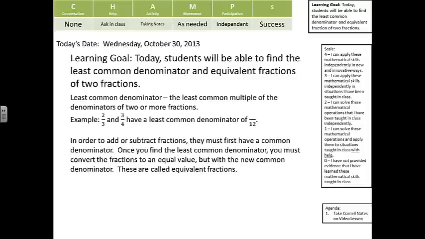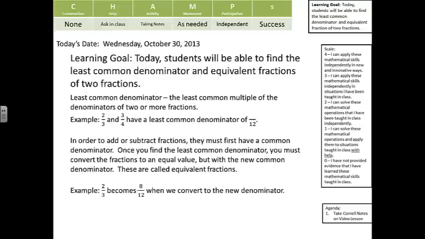So we need to know this because in order to add or subtract fractions, we need to first find the common denominator, and then once we find the common denominator, we're going to add or subtract those numbers just like we normally did, the way that we've previously learned, where we add or subtract the numerators and keep the same denominator. But in order to do that, once we find the common denominator, we have to change the fractions that we're given into equivalent fractions, or fractions that are equal to the fractions that we started with.